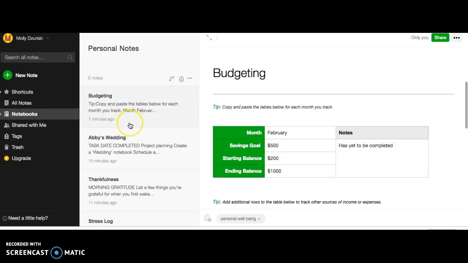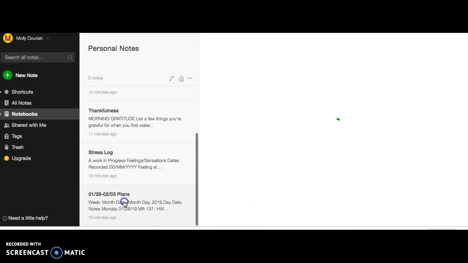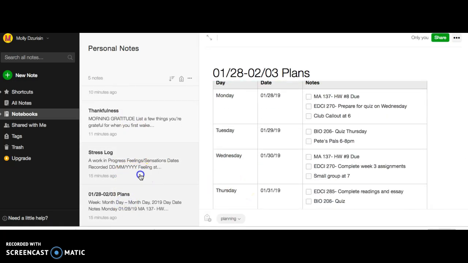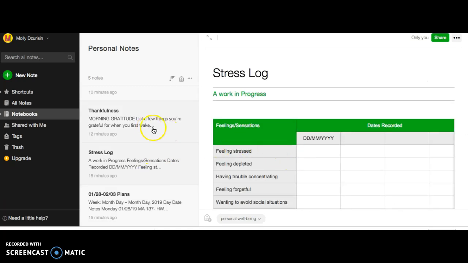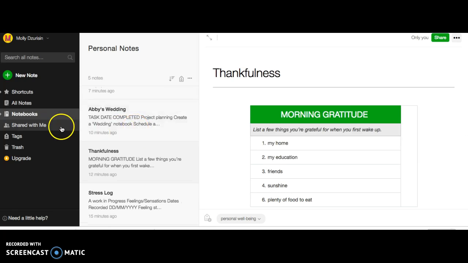Additionally, I have some of my personal notes, and those are about budgeting and my sister's wedding and all these other things about how to better organize my life and to have gratitude.